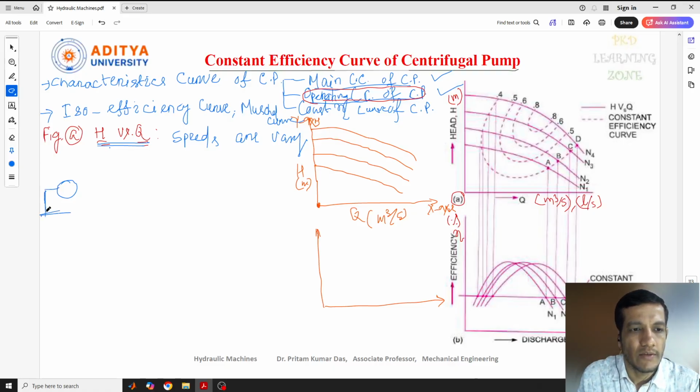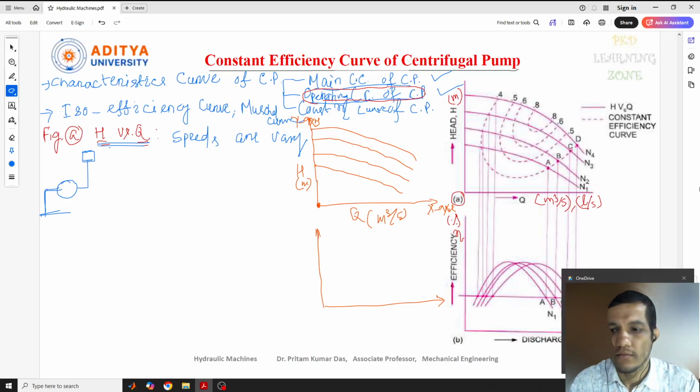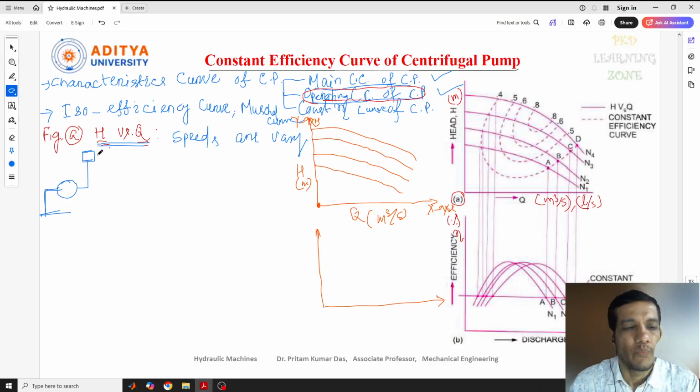So we know that this is our suction pipe and this is our delivery pipe. The delivery pipe will have some fixed destination, that up to this height or up to this place we need to deliver the fluid or liquid. Whether it may be water or any chemical liquids. So this is our reservoir, that is called the sump, and this is our pump.